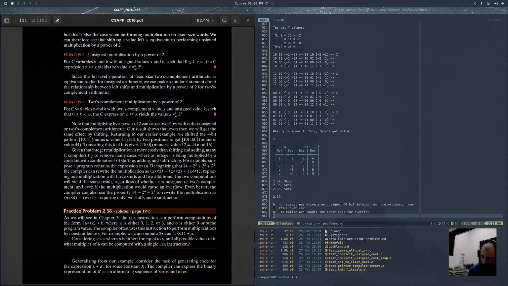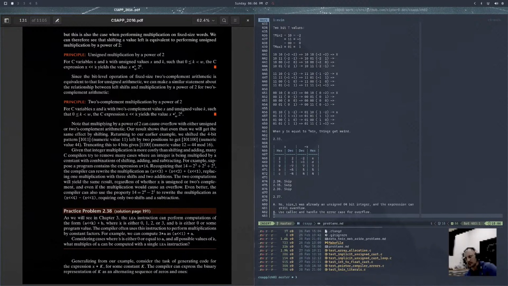Replacing one multiplication with 3 shifts and 2 additions. The two computations will yield the same result regardless of whether x is unsigned or two's complement, and even if the multiplication would cause overflow. Even better, the compiler can also use the property that 14 is equal to 2 to the 4 minus 2 to the 1, to rewrite the multiplication as x left shift 4 minus x left shift 1, requiring only 2 shifts and a subtraction.